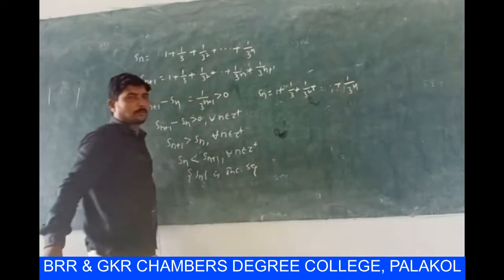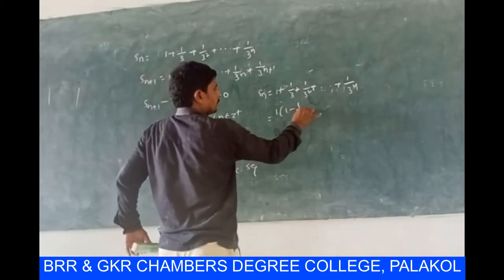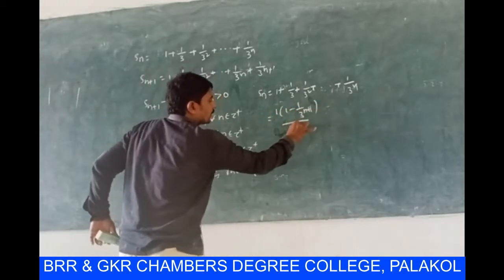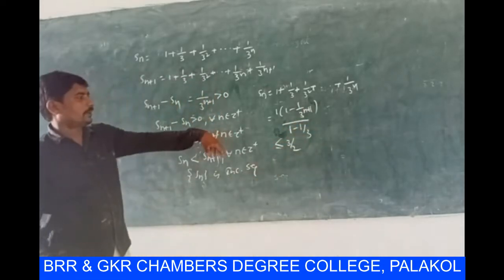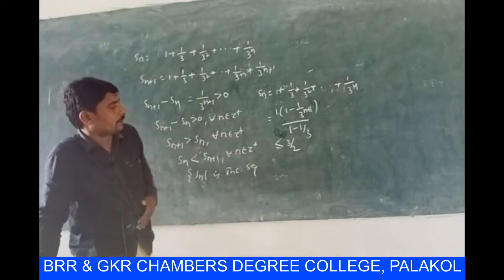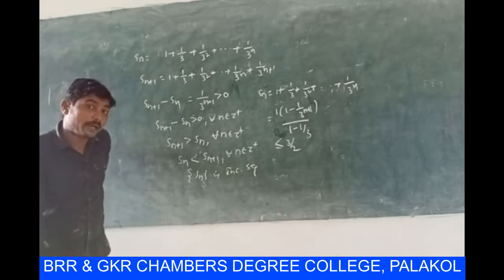It is also a geometric progression. As per the formula for the nth term, we can write 1 into (1 minus (1 by 3) power n plus 1) by (1 minus 1 by 3). This value is less than or equal to 3 by 2. By simplifying, you will get the value 3 by 2, and Sn is less than or equal to 3 by 2, meaning 3 by 2 is a bound above.